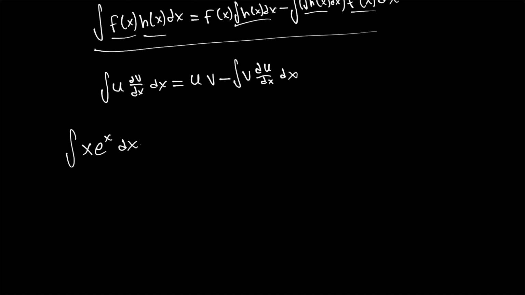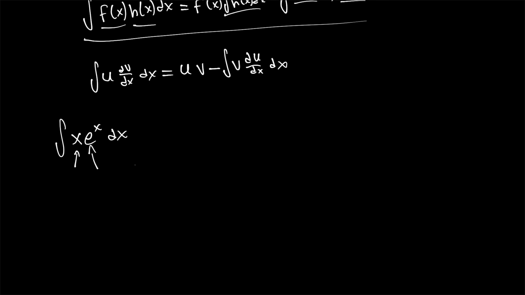We'll solve x e to the x. Now, as you can see, we have two functions here. We have a function of x and we have a function of e to the x. Individually, these are both easy to integrate and easy to differentiate. However, when they're multiplied together, it's not quite as obvious how that would be solved. So what we're going to do here is we're going to let f of x be equal to x, and we'll let h of x be equal to e to the x.